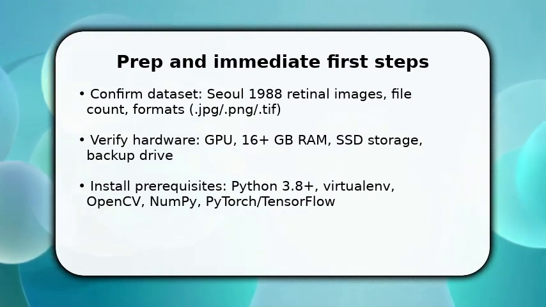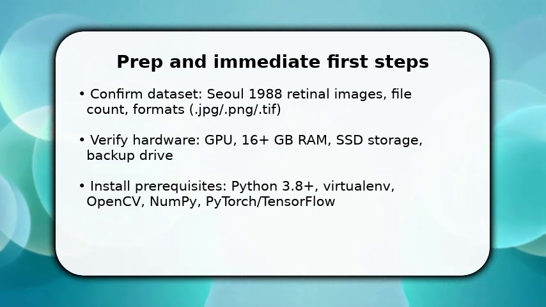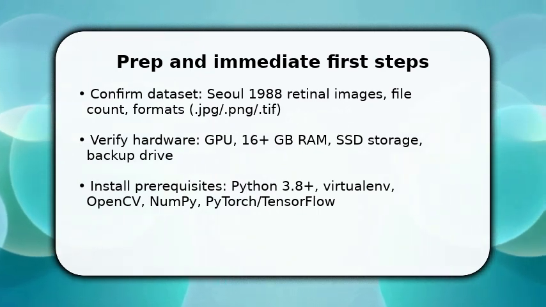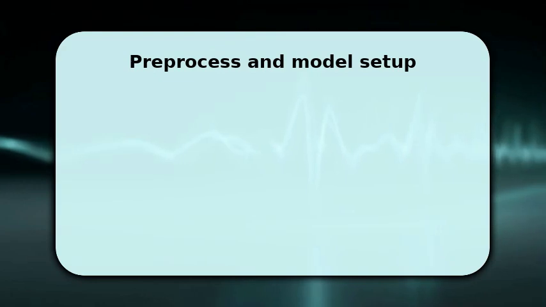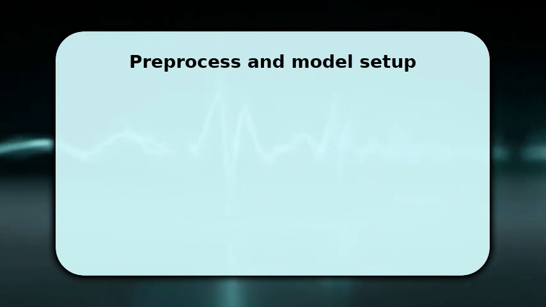Then copy a small subset to test the pipeline. This immediate subset test prevents long runs on corrupted or mismatched files. You now preprocess every image, resize and normalize so the network learns consistent features. Center cropping reduces border noise, and augmentation adds robustness.